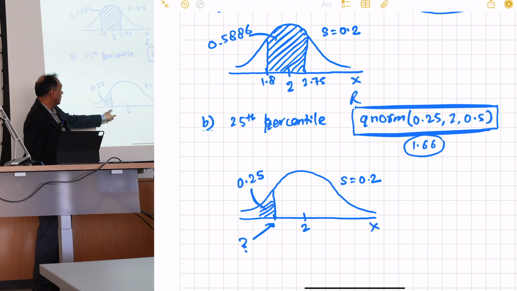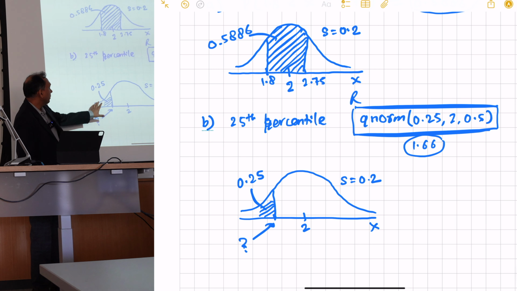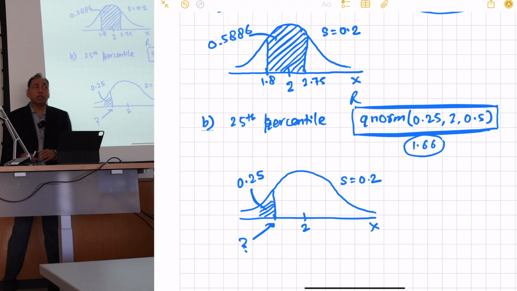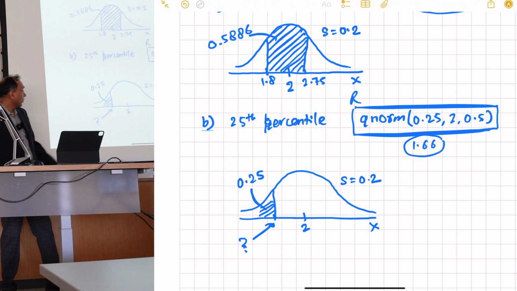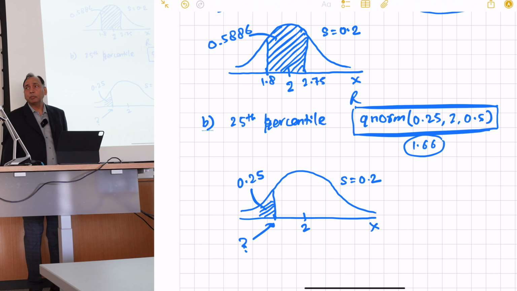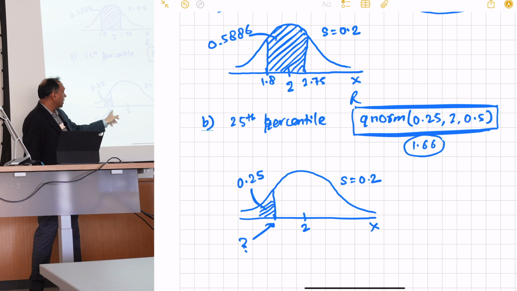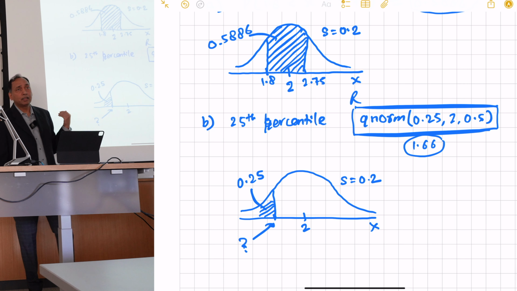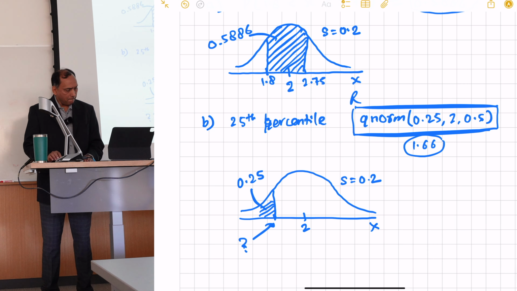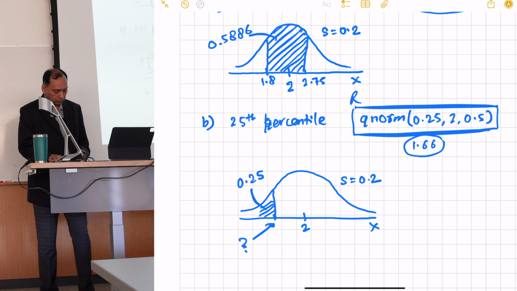So this is 1.66. If you make a picture and in your calculation you make a mistake, for example, suppose you entered something and you get like 3.9. When you look at the picture, that's not possible because the average is 2. So 3.9 cannot be less than this. Try it.